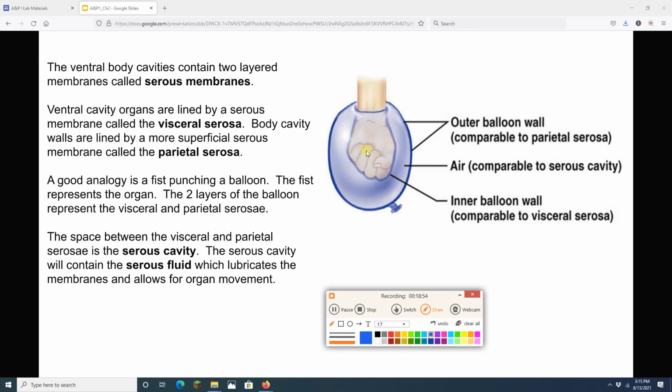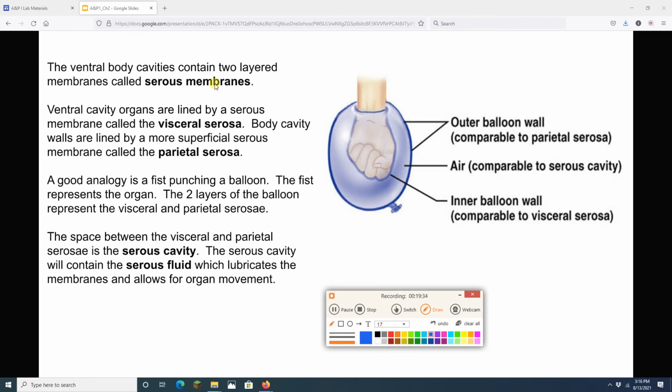So before we get to the balloon and the fist, in ventral body cavities, so thoracic, abdominal, pelvic, etc., organs are going to be associated with these membranes called serous membranes. The word serous means that they make a fluid. And why would you want to make a fluid? Well, we mentioned this earlier, or we hinted at it at least. Moist membranes are going to be good for lubrication. Okay?